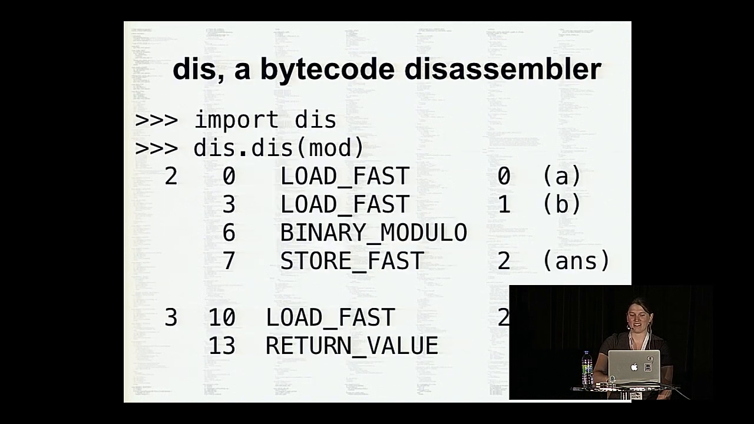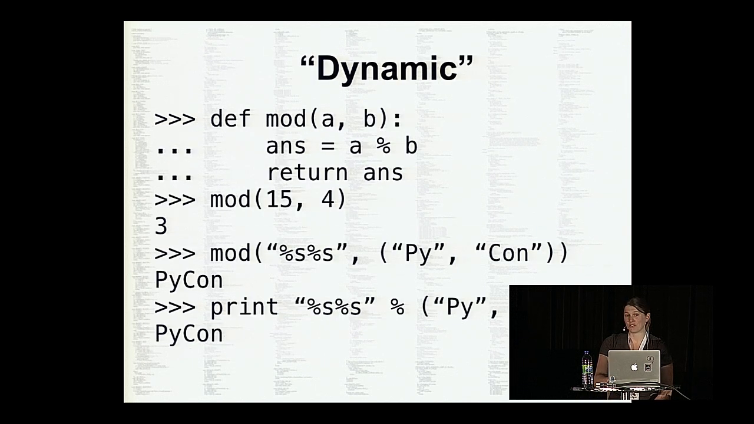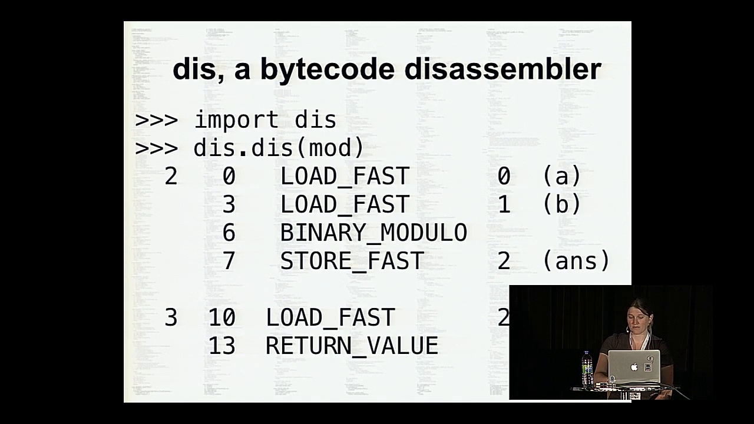So this is the bytecode for this function, and this is always the bytecode for this function. The advantage is that we build this once and we reuse it again and again. So no matter what arguments are passed to it, we're going to call binary modulo on whatever the top 2 items on the stack are. And they may be 2 integers, or they may be a tuple and a string, or 2 strings. The compiler does not know, and the compiler does not care. It's up to the interpreter to do the right thing.